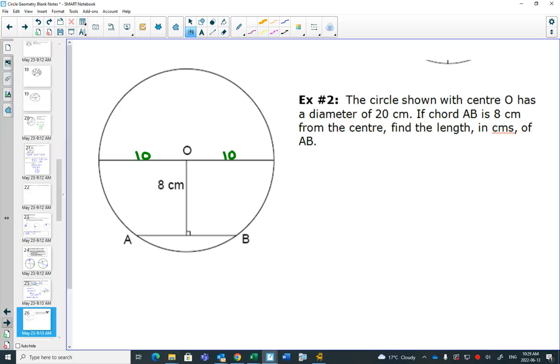If chord AB is 8 centimeters from the center, then that tells us this is 90 degrees and this length is 8 centimeters. Find the length of A to B.